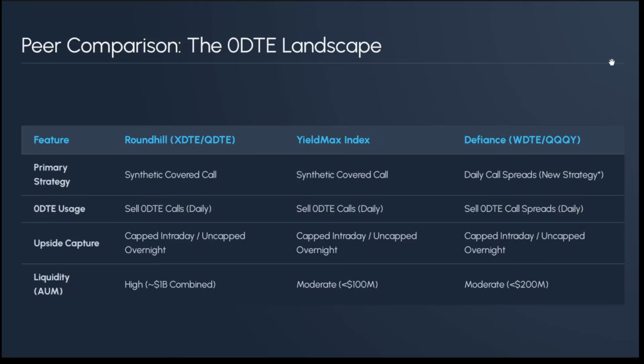The upside capture: Roundhill, you're capped intraday, uncapped overnight. YieldMax, capped intraday, uncapped overnight, so the same. And then Defiance, capped intraday, uncapped overnight, so all of that is the same. Liquidity: Roundhill is the titan in this field with over 1 billion combined. It's completely dwarfed the other two, right? YieldMax is under a million, and Defiance is under 2 million. So in terms of liquidity and assets under management, Roundhill is the absolute titan in this space.